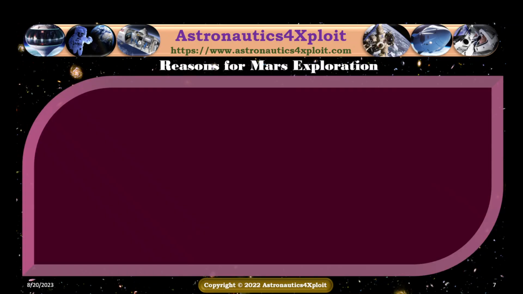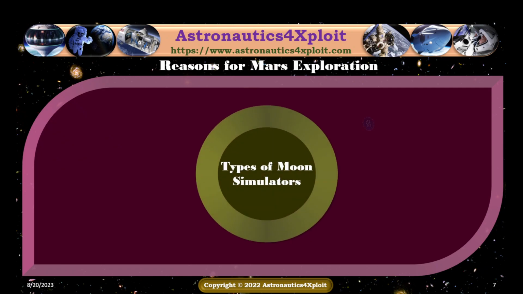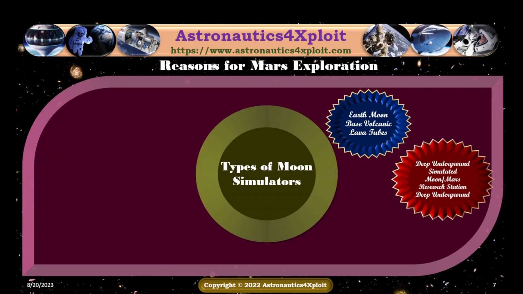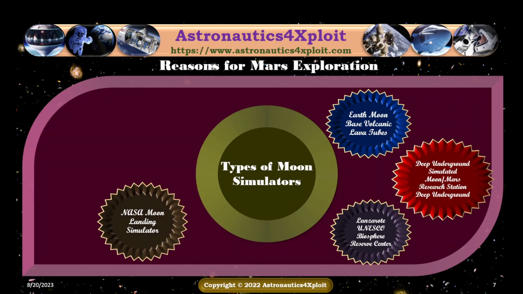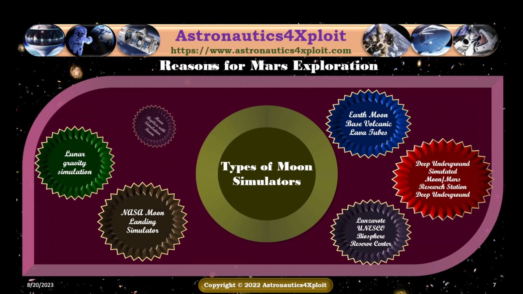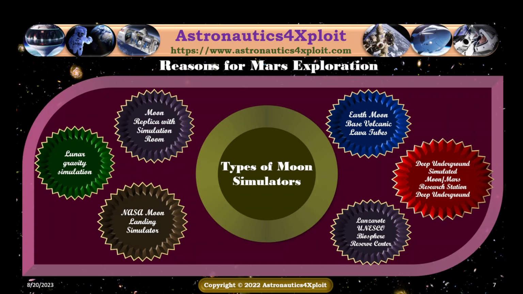Different types of moon simulators. There are different types of moon simulators, and some of them are arc-based volcanic lava tubes, deep underground simulated moon mars research station, Lanzarote UNESCO Biosphere Research Center, NASA Moon Landing Simulator, Lunar Gravity Simulation, and Moon Replica with Simulation Room.